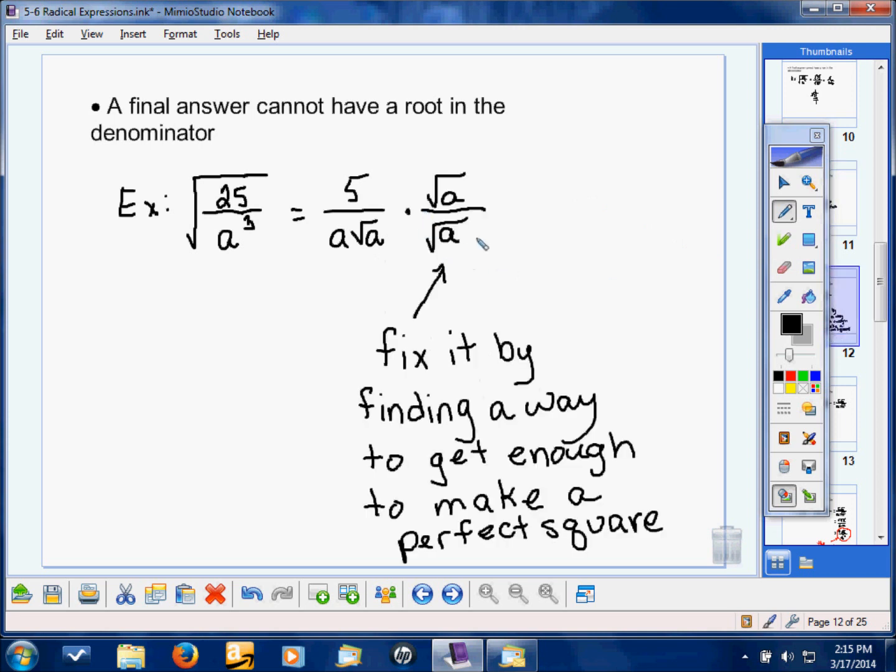What we need to do, we're going to fix it by multiplying it by square root of a over square root of a. Now, before we get too far ahead, because you got to wrap your mind around this.